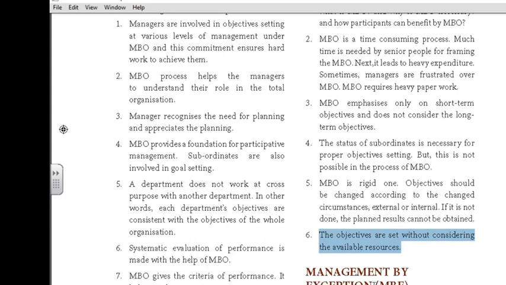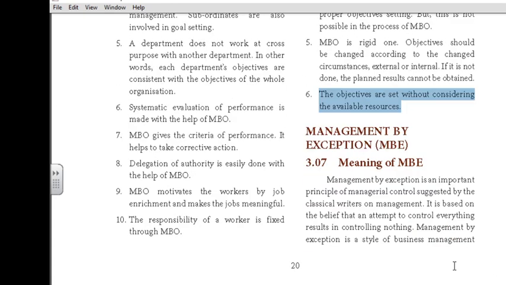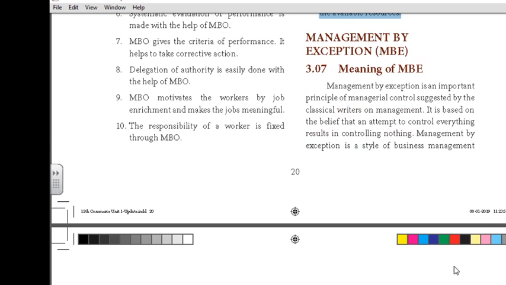Next, we are moving to the other concept, MBE, that is management by exception. Exception, you know what is meant by exemption. I'll tell you the literal meaning, please note it down: a person or thing that is excluded from a general statement or does not follow a rule. We say, you are exempted. Saying you are unique, that is exempted.